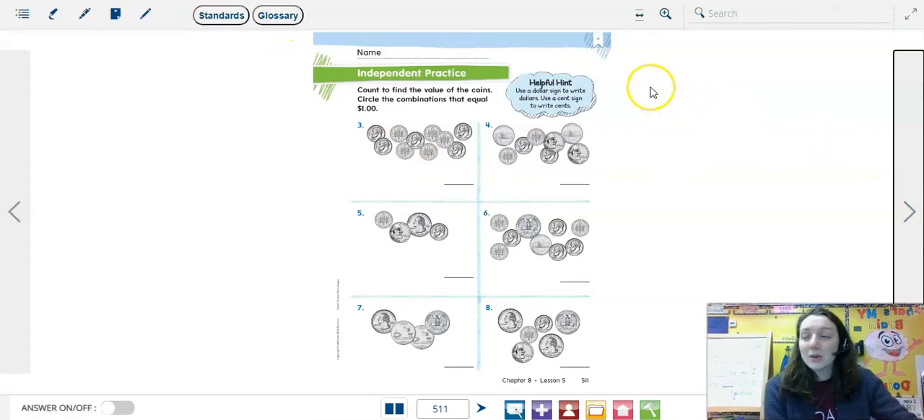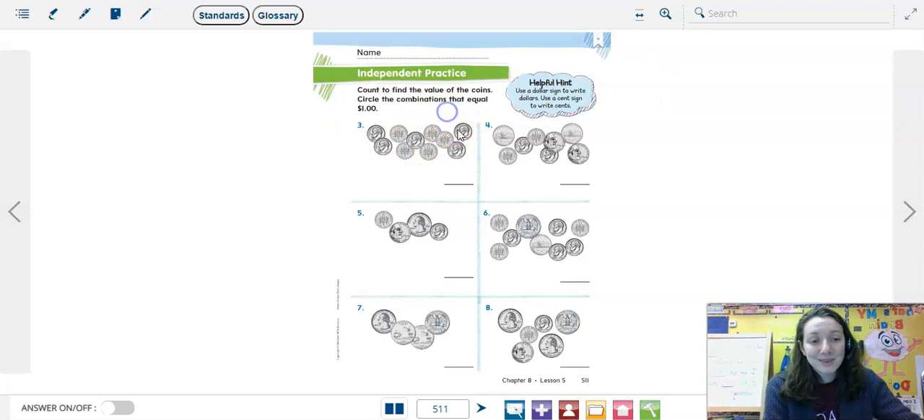So what you're going to do is just get more and more of that practice. You're going to count these coins. You should be an expert at this by now, right? And you're going to circle the combinations that equal a dollar. So you're not only counting them, you're also circling them if they equal a dollar.